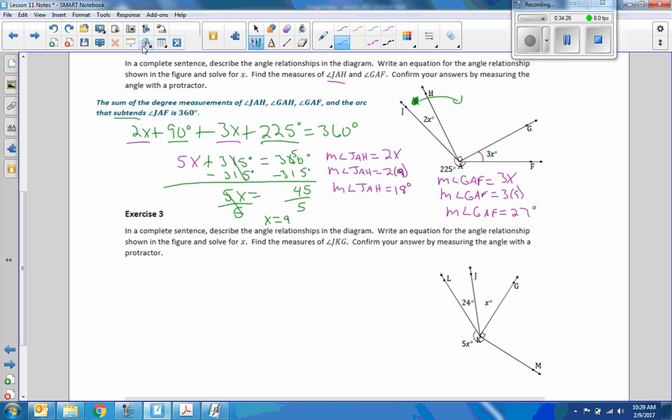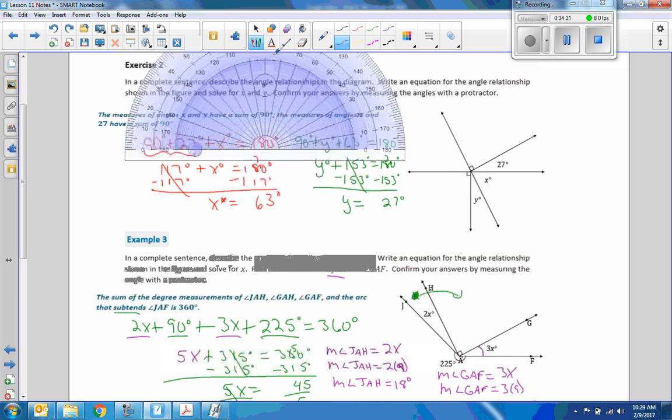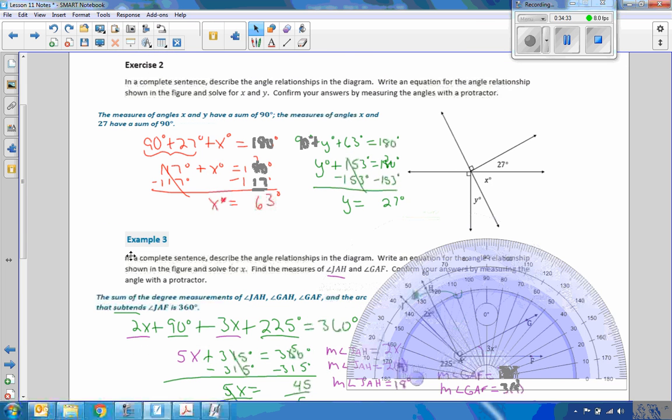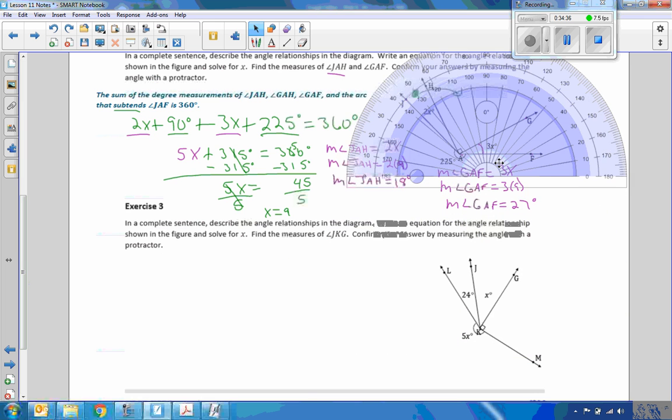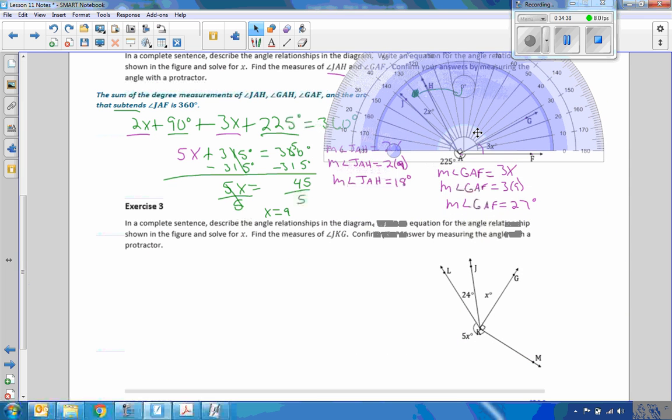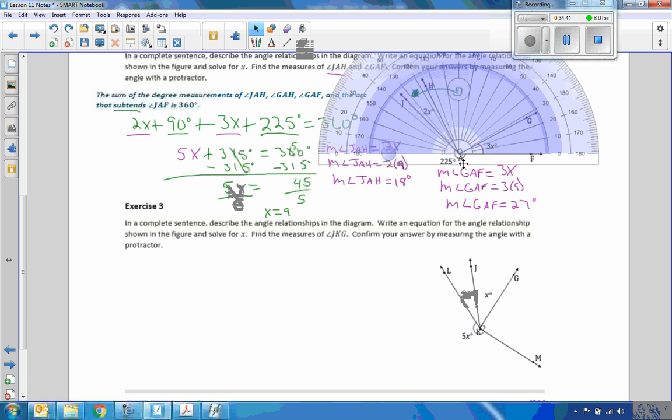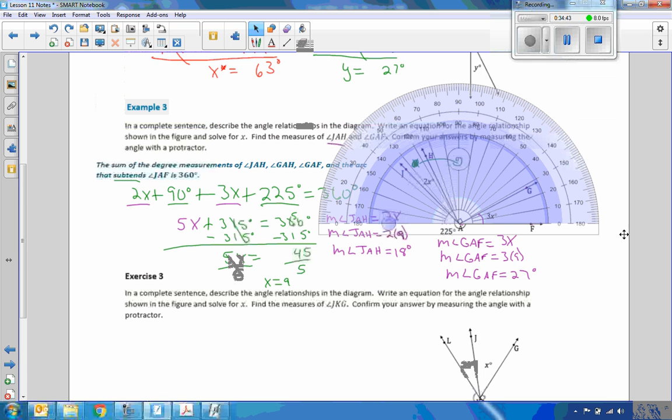Okay. Bring in my compass. I will confirm this one first, so I put it here. Bring this up to G. It's about there, and that is the inside here, 25, 26, 27 degrees, 27 degrees, so that checks.